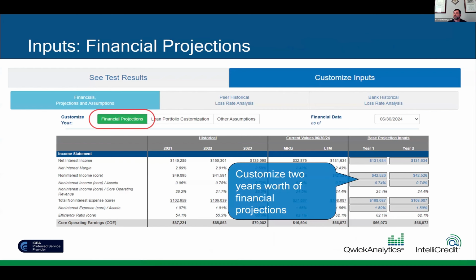So again, first thing we're going to do is customize our inputs. We present some historical financial data, income statement and balance sheet data on your institution. And then we ask you to give us middle of the road projections for 2 years moving forward. The default assumptions take your current run rate on things like net interest income, fee income, overhead expense, dividend assumptions, and keep them consistent moving forward over the next couple of years. But you can certainly bring those up or down to your liking.